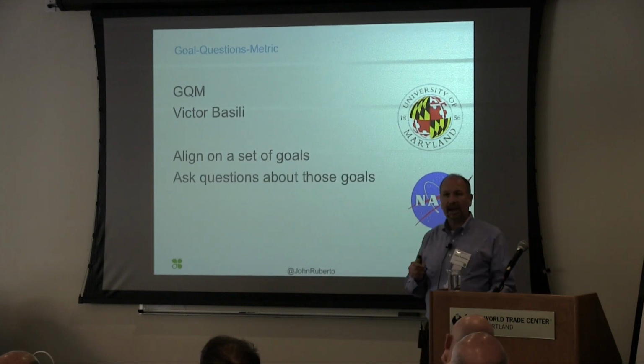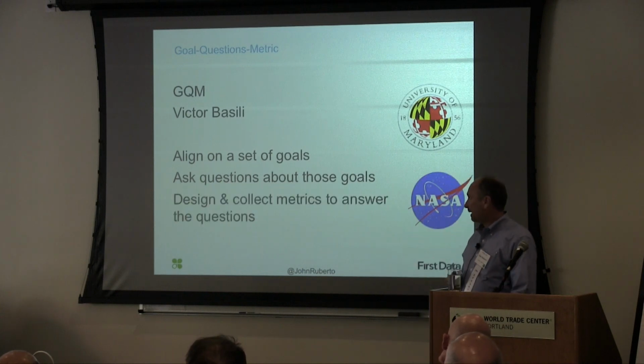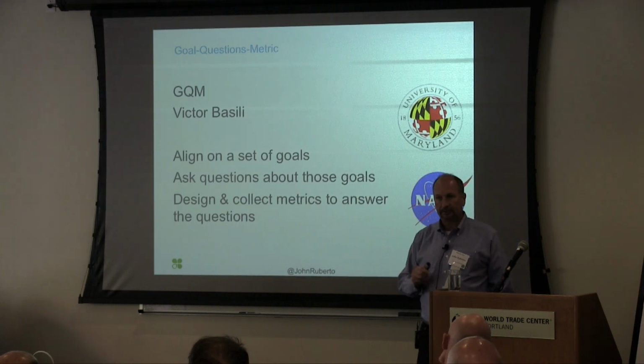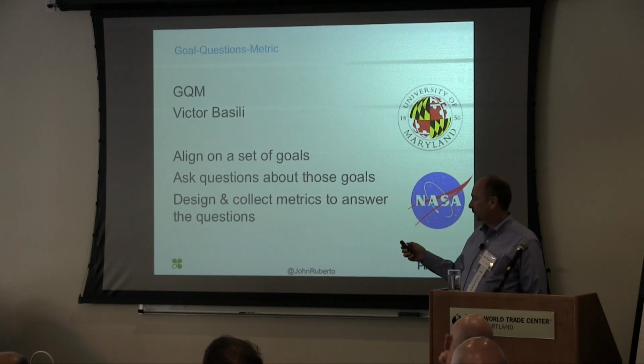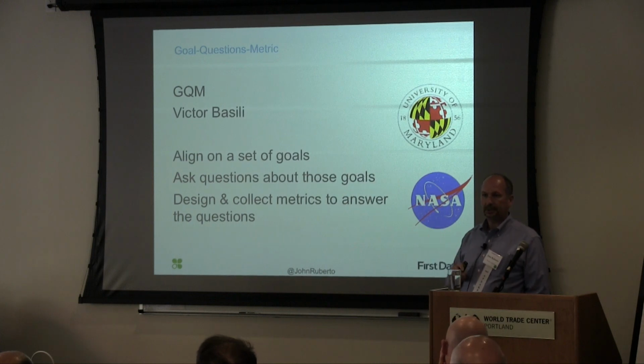Then you ask questions about those goals. This is the Q in GQM. And then after that, you design and collect metrics to answer those questions. So GQM, goal, question, metric: you align on a set of goals, you ask questions about those goals, and then you design your metrics to answer those questions. Got it? Make sense? Cool.